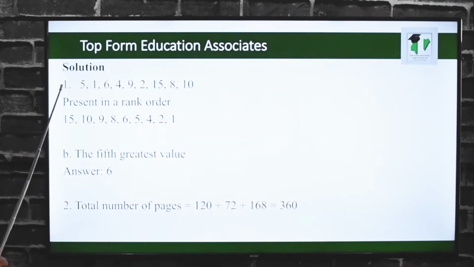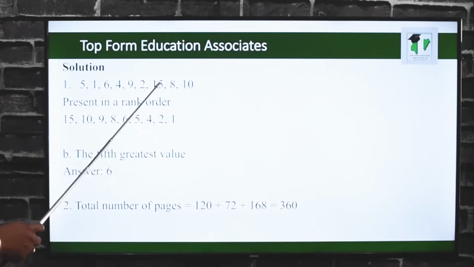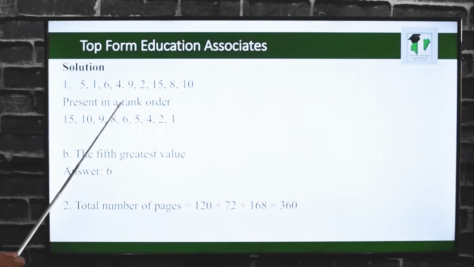Solution. 1. This is the data presented in rank order, starting from the highest to the lowest. We'll have 15, 10, 9, 8, 6, 5, 4, 2, and 1. So the fifth greatest is 6. You start from the greatest, that is 1, 2, 3, 4, 5. The fifth greatest value is 6.